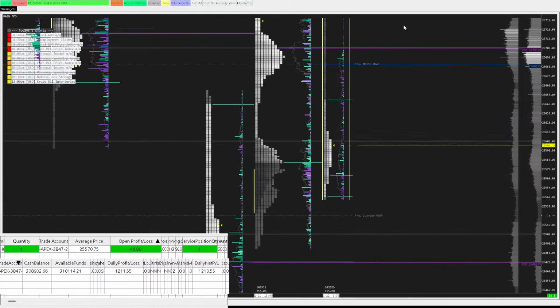On the bottom, we've got a better taper. So this taper down here tells me that this is a finished auction here.